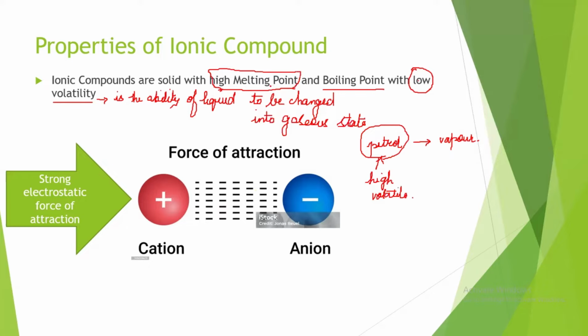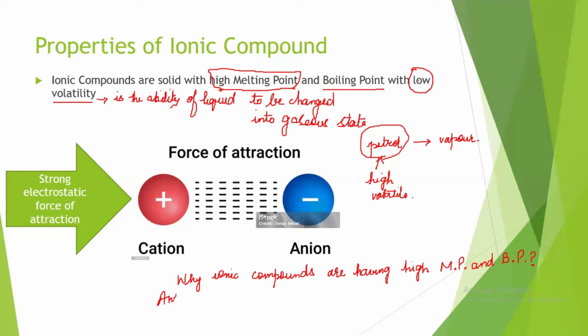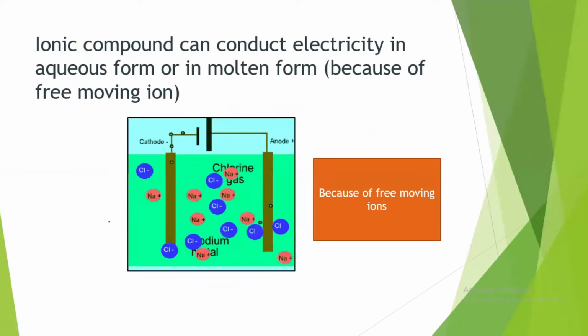And this question is often asked in the exam: why do ionic compounds have a high melting point and boiling point? The reason is quite simple: cations and anions have a strong electrostatic force of attraction. I'm not going to write the answer. It's quite simple now. So let's move further.